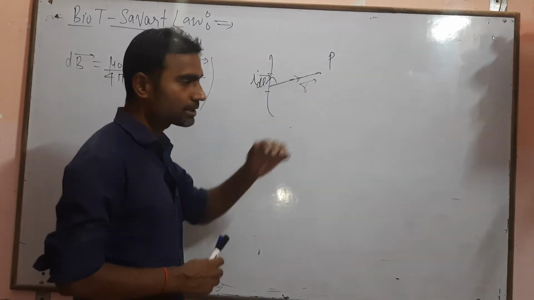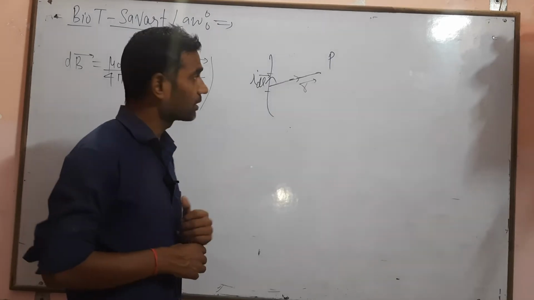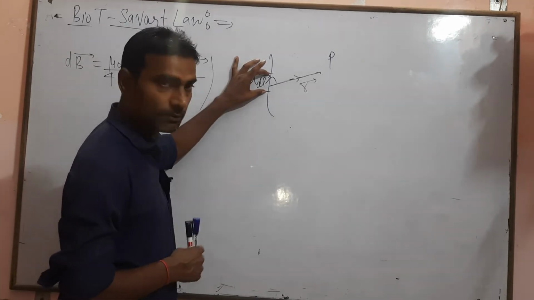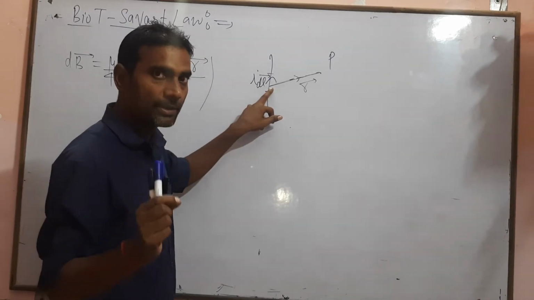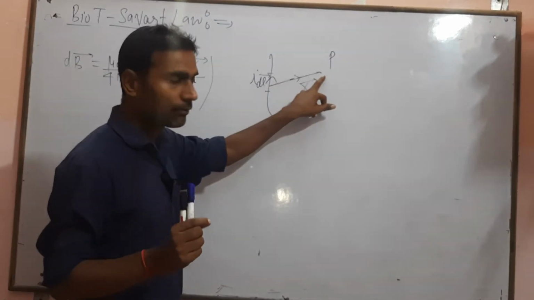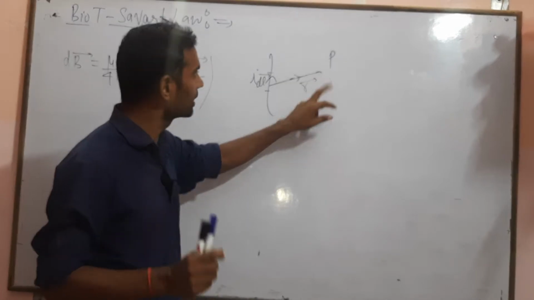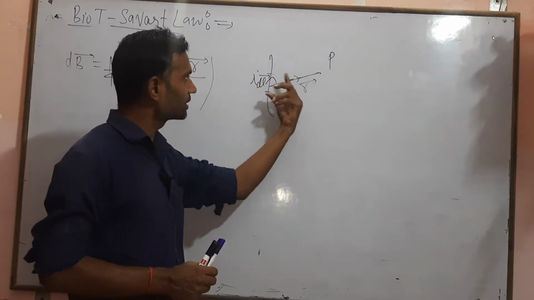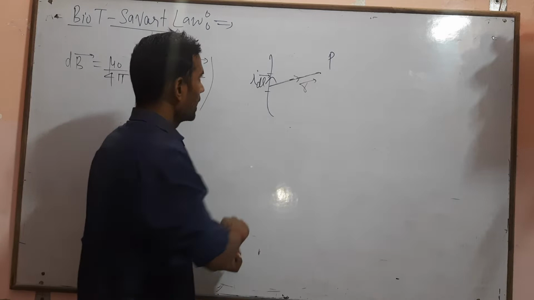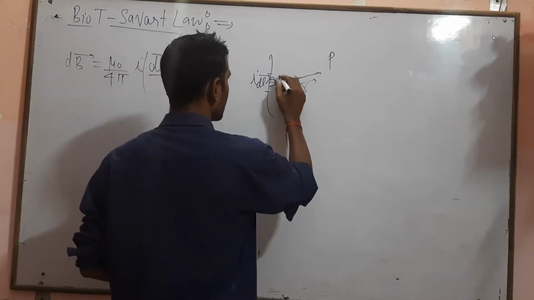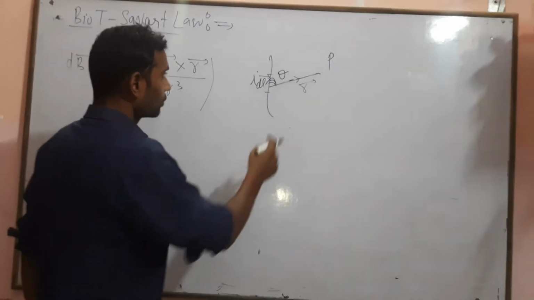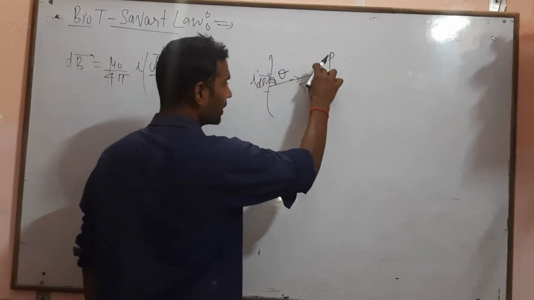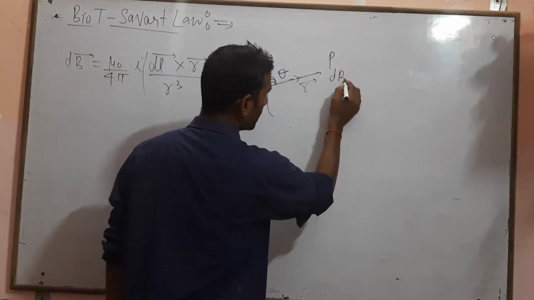And R is the position vector with respect to the dl vector, which is from the elementary length vector dl to where we need the magnetic field B. This is the R vector, this is the dl vector, and the angle between dl and R, let us suppose, is theta. Due to this dl vector, we have calculated the magnetic field dB.